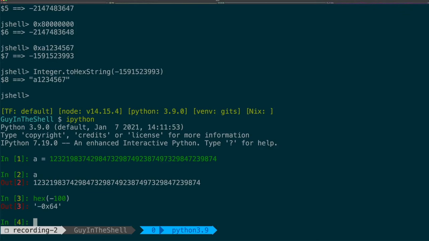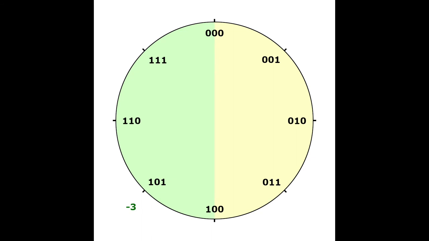So let's construct it a bit more manually. And for that, we'll go back to our wheel of numbers. Let's say we want to represent minus 3. We are looking for an operation that will give us the right number in Python. So we can't start at 0 because Python will tell us that 0 minus 3 is equal to minus 3, and that's not what we are looking for.